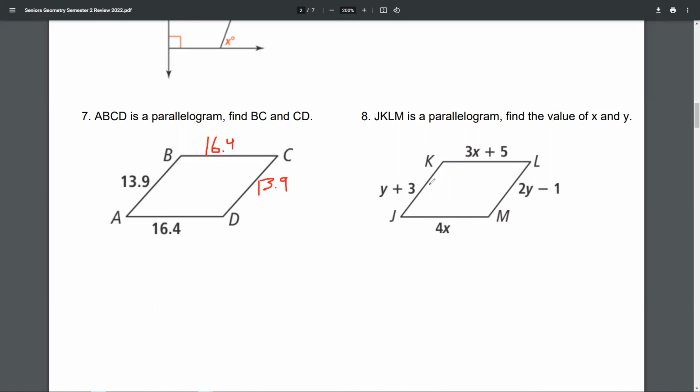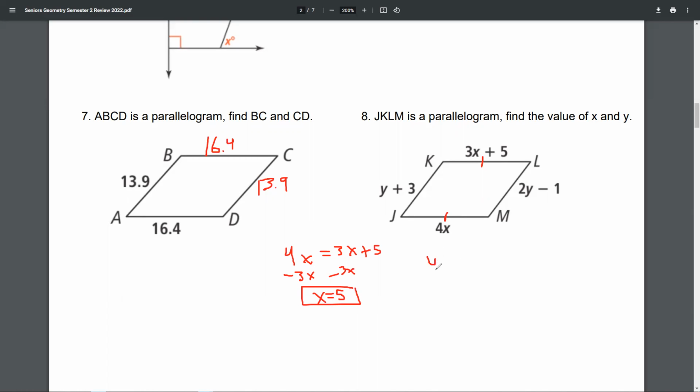All right, if we do the same thing here, except with equations, we know that 4x is going to be equal to 3x plus 5. Opposite sides of parallelograms are congruent. And then we just solve. So here we're going to minus 3x from both sides. And we get x equals 5.